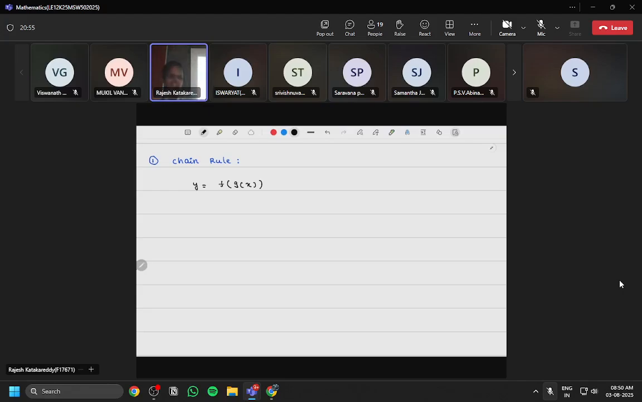When we are differentiating them with respect to x, we need to write dy by dx equals, we need to go layer by layer. First, I can see a function f. I will differentiate the function f, that is f dash of g of x, and inside there is one more function. I need to write in multiplication d by dx of g of x.